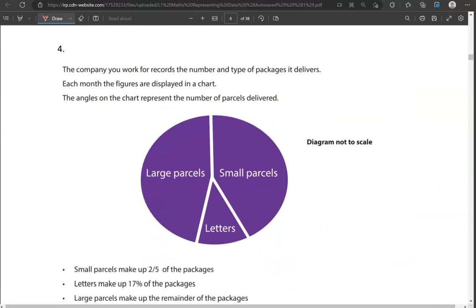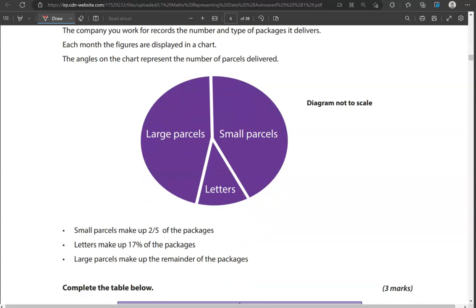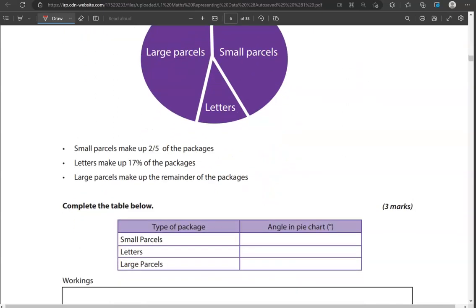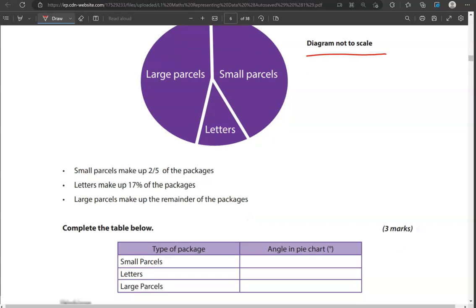The company you work for records the number and type of packages it delivers. Each month the figures are displayed in a chart. The angles on the chart represent the number of parcels delivered. Small parcels make up 2/5 of the packages. Letters make up 17% of the packages. Large parcels make up the remainder of the packages. Complete the table below. Again, diagram is not to scale, so there is no point in measuring the angles.